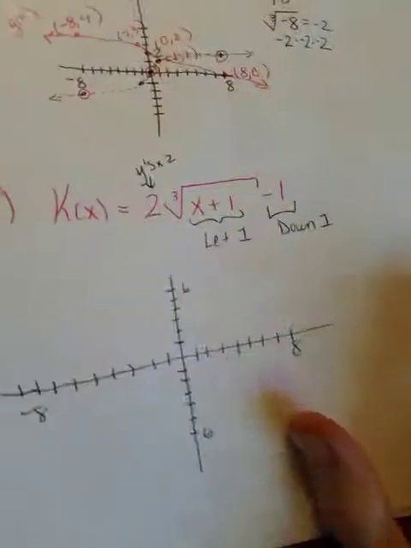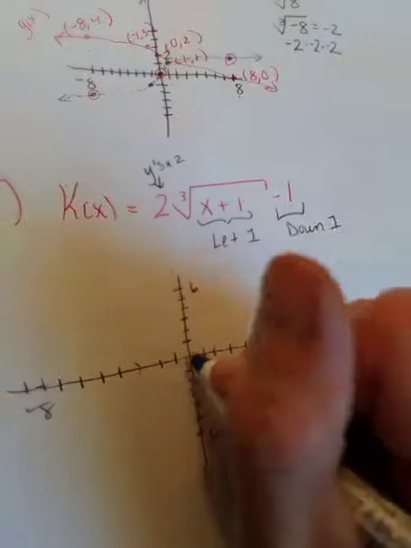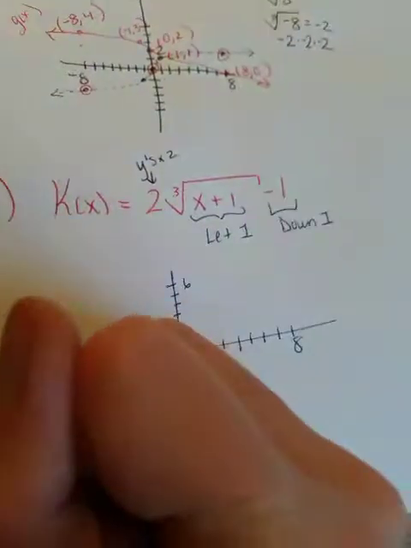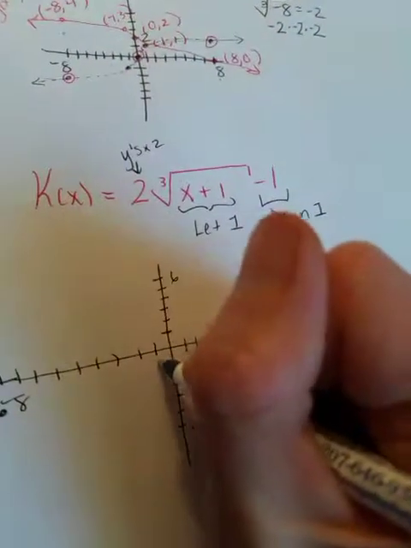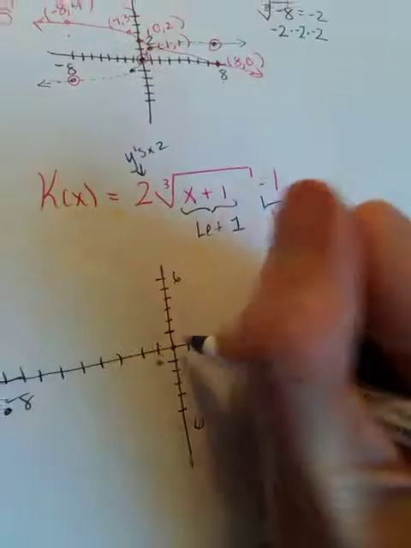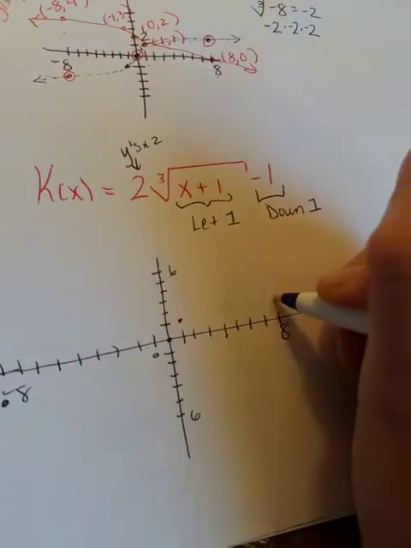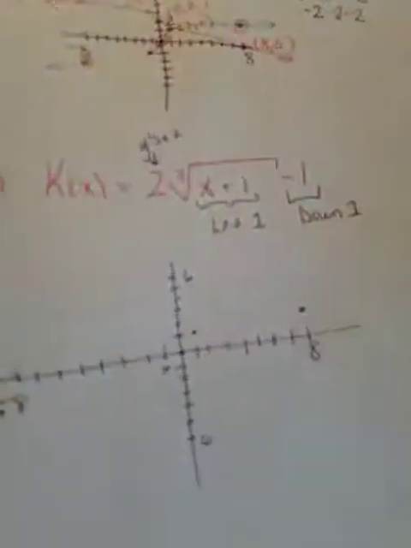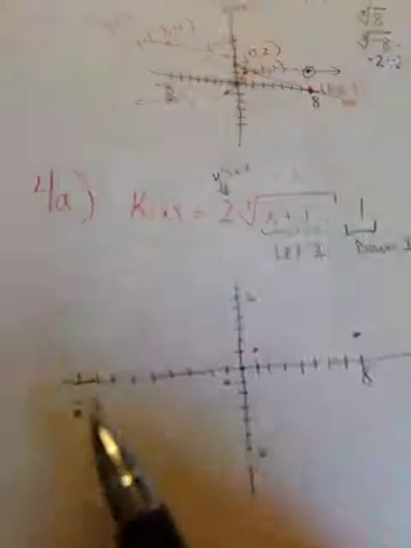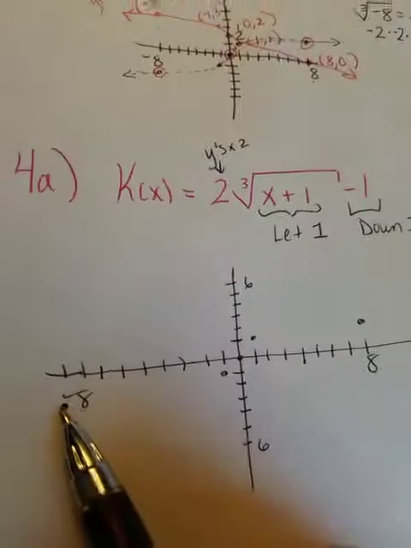All right. So our parent function, so we have negative 8 is at negative 2. We have negative 1 is at negative 1. 0 is at 0. 1 is at 1. And 8 is at 2. So that's the parent function that we talked about above. So here we go. 1 point at a time.